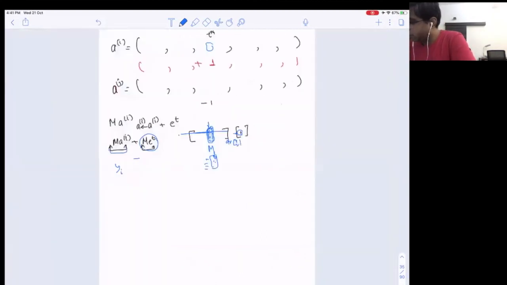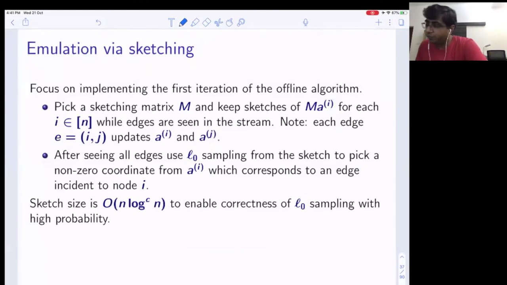Okay. So after seeing all edges, this is all that you have stored. So what has happened to you? Now you have stored these objects, these sketches. Now the stream is over and you want to check whether the graph is connected or not, right?